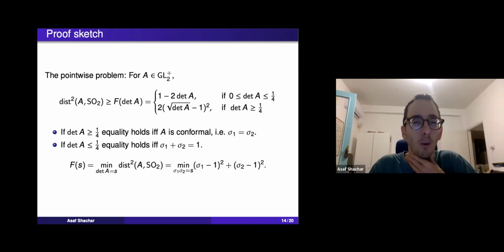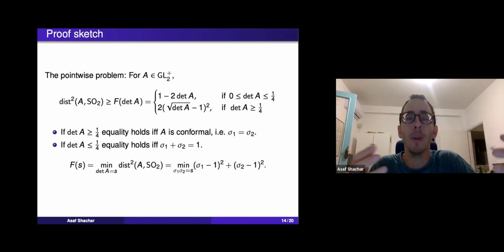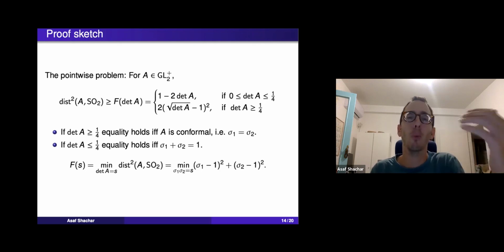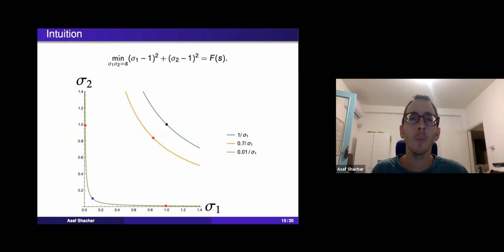And so this problem is of course SO invariant, and in terms of singular values, the determinant is just a product, sigma 1 sigma 2 equals S. So we want to minimize the following problem, which is written here. The distance of the matrix A from SO2 is just sigma 1 minus 1 squared plus sigma 2 minus 1 squared. This is just the distance of a matrix from SO2, the equivalent distance.